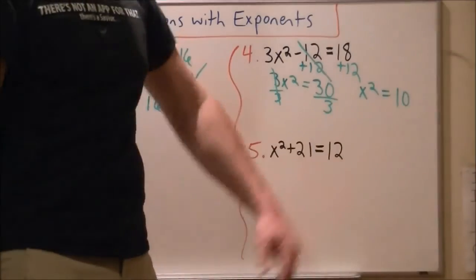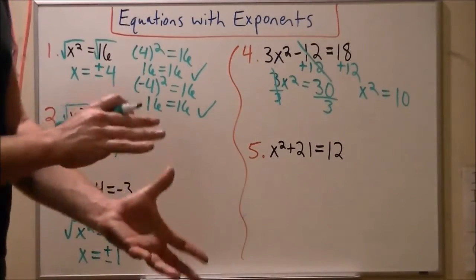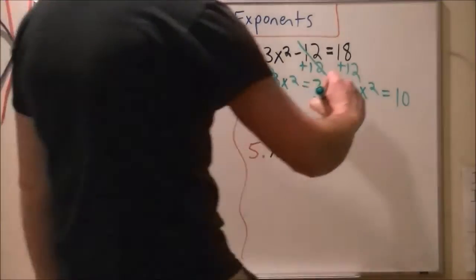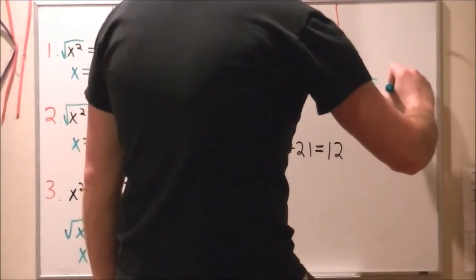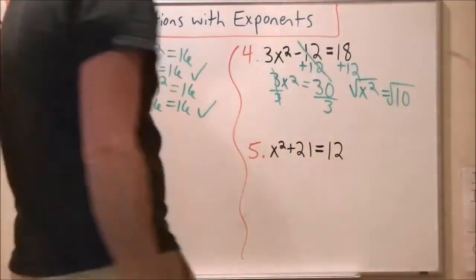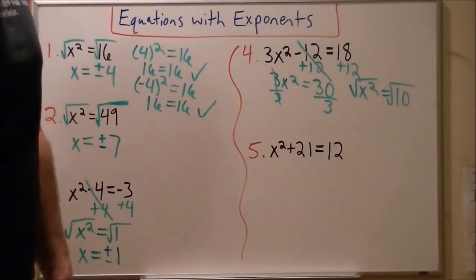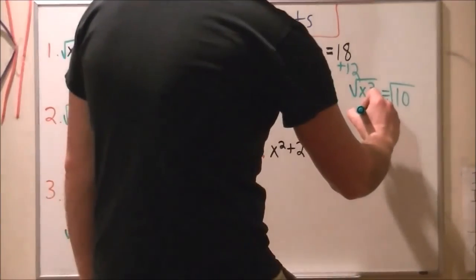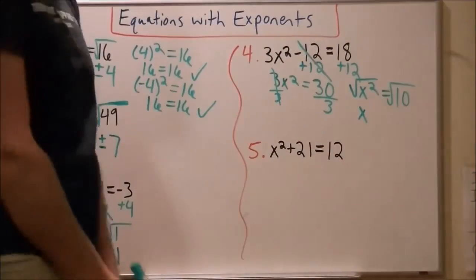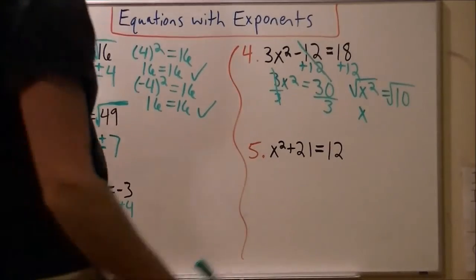Now, I need to solve for x, not for x squared. And so I do the opposite of the inverse operation. And the way I do that is take the square root of both sides. And when I take the square root of x squared, that drops that squared to an x. Beautiful. That's what I need.